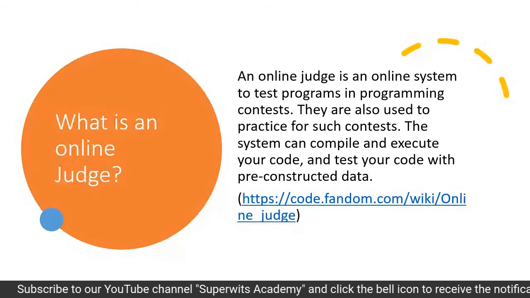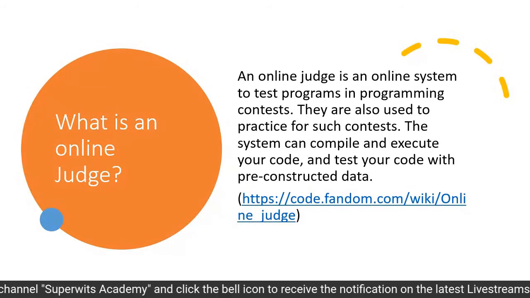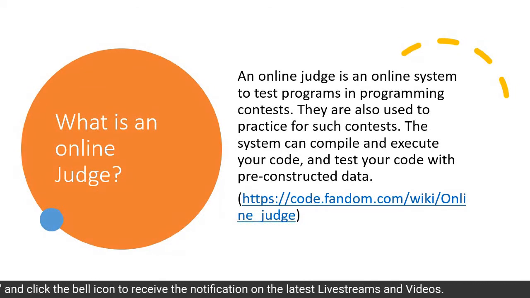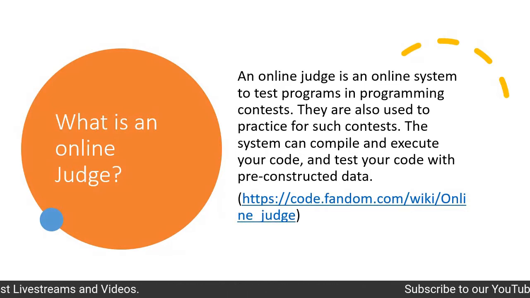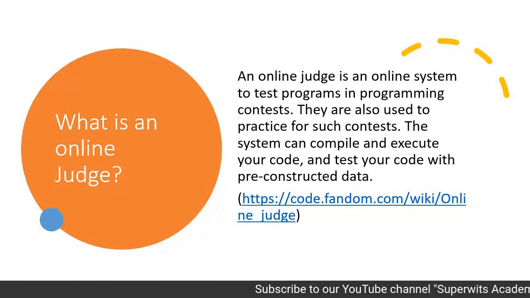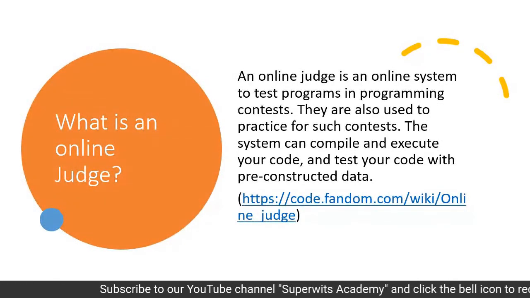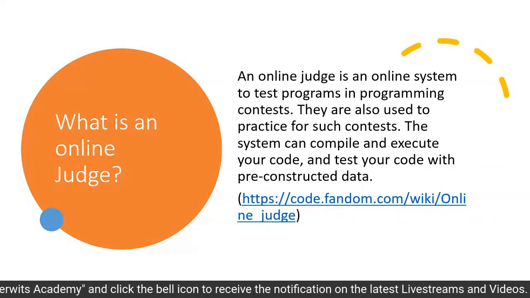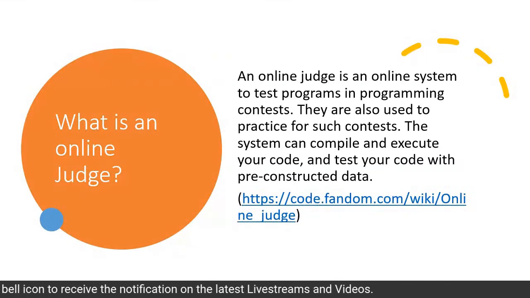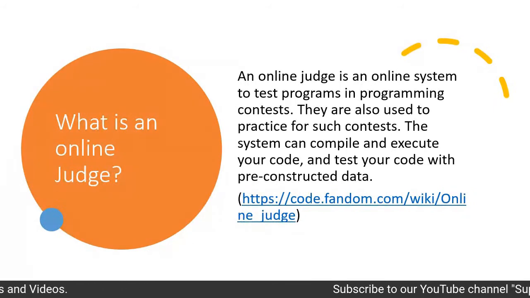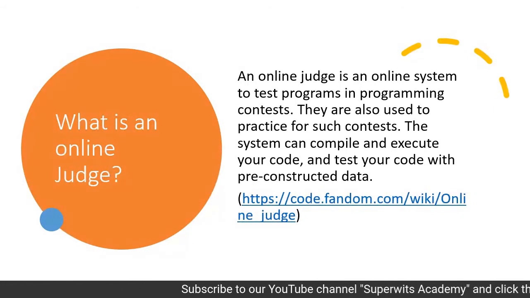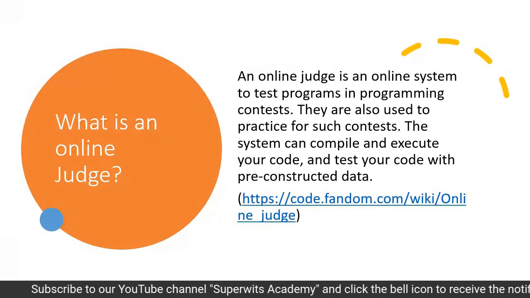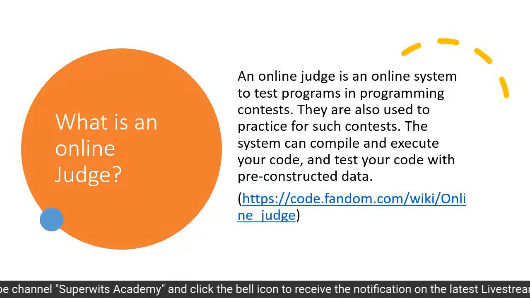Generally, we get help in writing the code while practicing, but during the placement programming test, it's not available, right? So we need to have an understanding of the programming that we are trying to work upon. This online judge is basically an online system which tests your program in the programming contest, and they are also used to practice for such contests. The system can compile and execute your code, right? So it's more or less a kind of compiler which works in the background of that particular portal, and it tests your code with pre-constructed data, right?